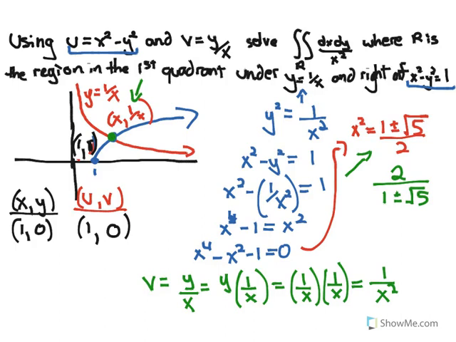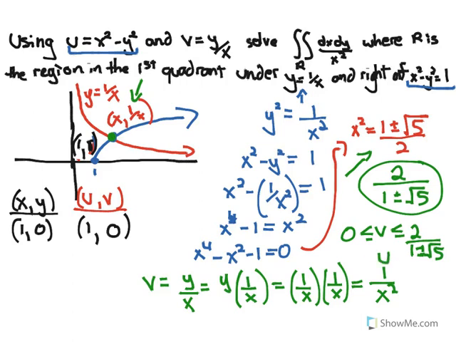So I've now got my v value, which we know is going from 0 to this. So my v limit is going from 0 to 2 over 1 plus or minus root 5. And I know my u value is going from 1, because it's starting here, and it's going to the right anywhere it hits this curve. So what we want is to be able to hit that curve in terms of v. So how do we do that? Well, that curve we know is y equals 1 over x.